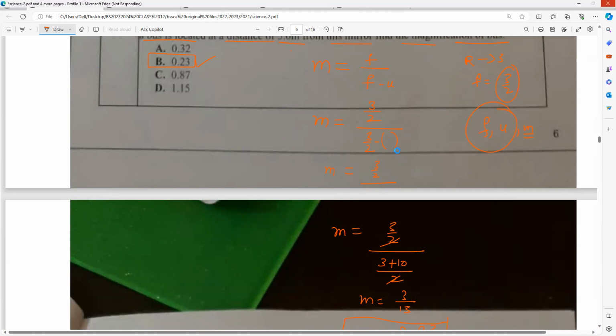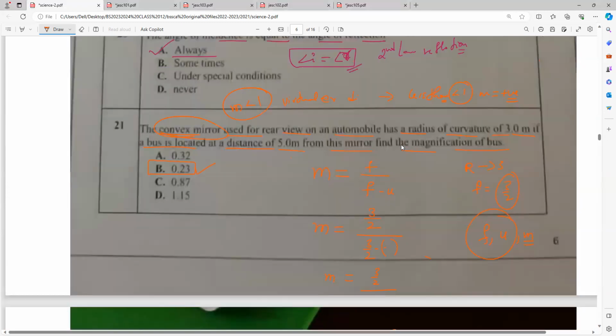Solve it, everybody. With the general method, it will take more time. You have to find the image distance, then go for the magnification. That you can also try, so you'll get the answer. I hope everybody solved it. Have you got the answer, everybody?